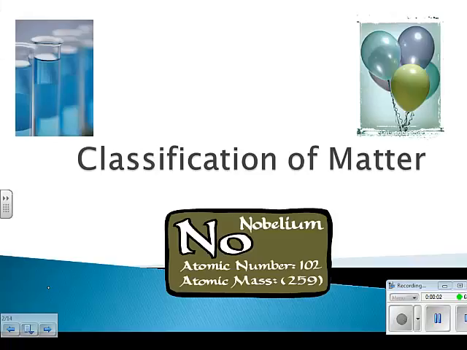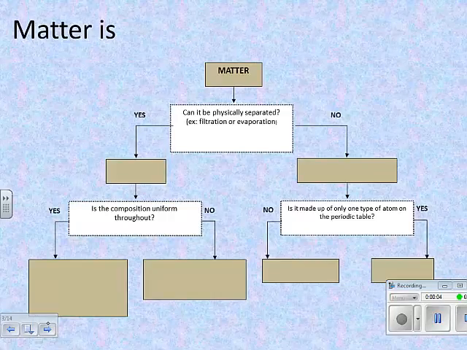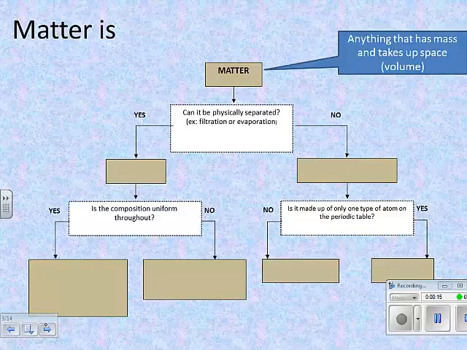Okay, this video is going to be over the classification of matter. You see this giant graph in your notes? Make sure you fill this out. This is a graph that's worth memorizing. So first off, we need to define what matter is. Matter is anything that contains mass and takes up space.